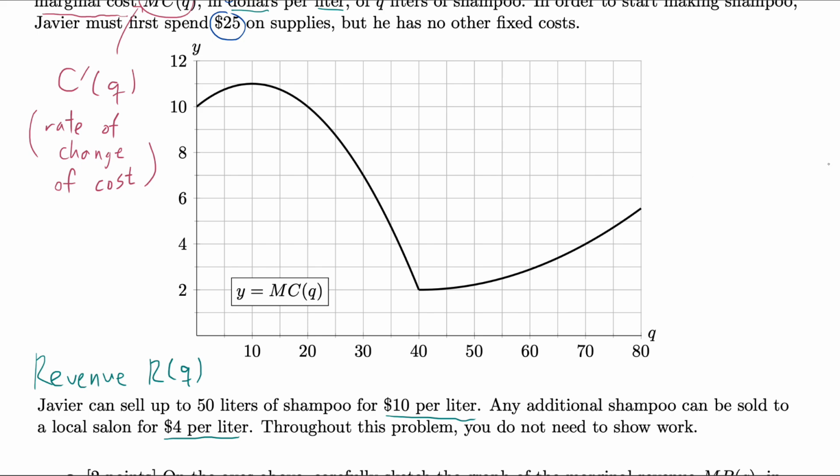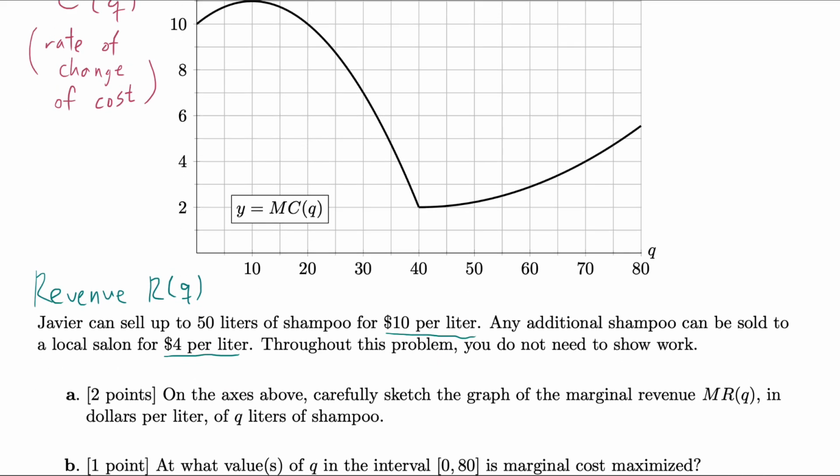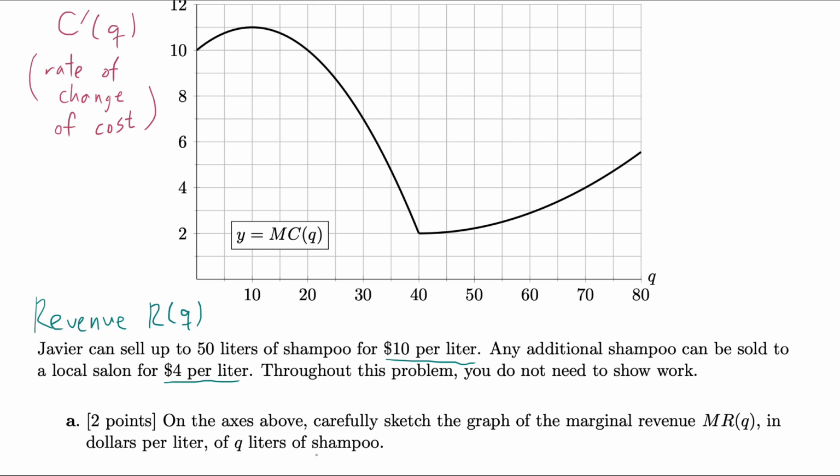So what is the problem that we actually have to do? Well, for part A, on the axis above, carefully sketch the graph of the marginal revenue. So again, marginal revenue refers to R prime of Q, but it's usually written MR of Q, in dollars per liter, of Q liters of shampoo. Well, the thing to realize is that from 0 shampoos to 50 shampoos, you're selling them at the rate of $10 per liter.